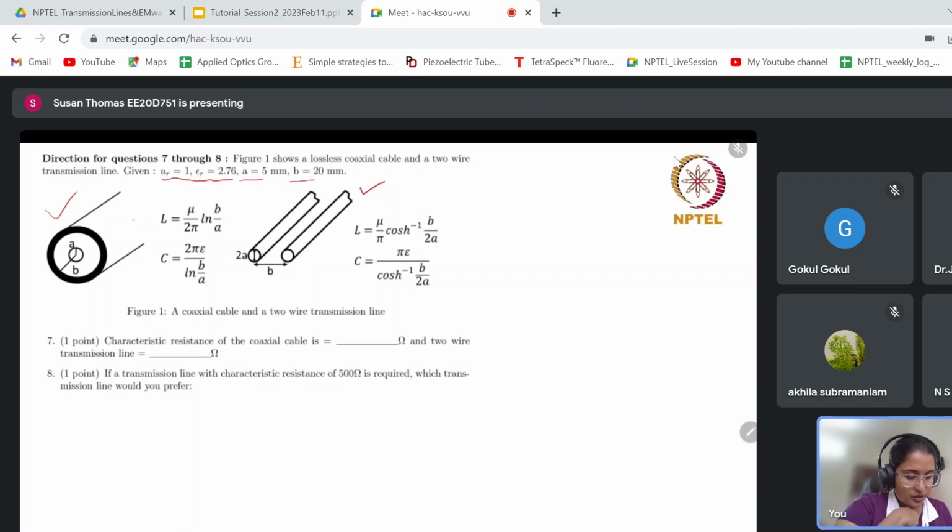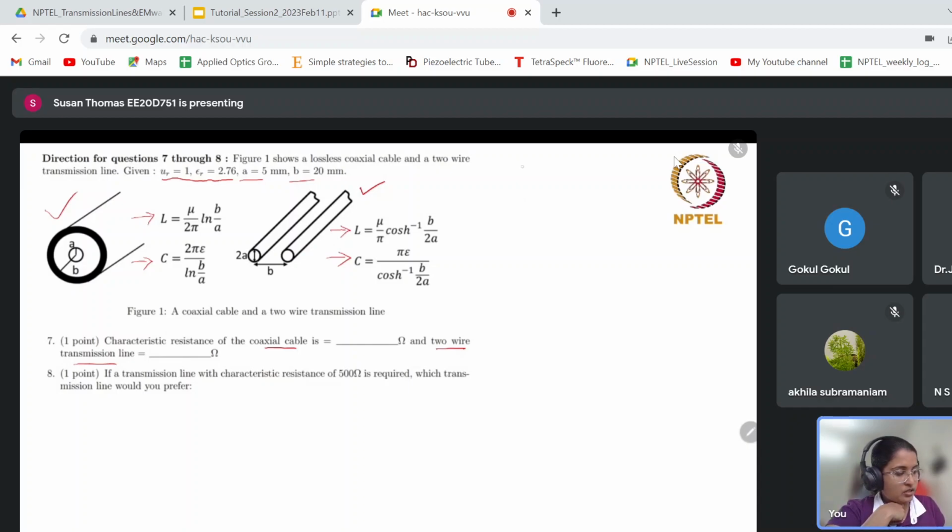There are some equations written adjacent to this. These equations are to find the inductance and capacitance: this one in the case of a coaxial cable, and this one in the case of a two-wire transmission line. Now let's go on to the question. Find the characteristic resistance of the coaxial cable and the two-wire transmission line. This is the first question.